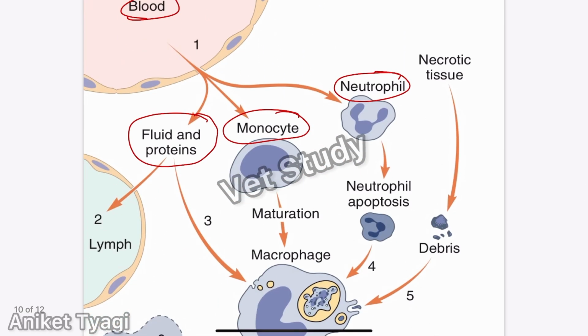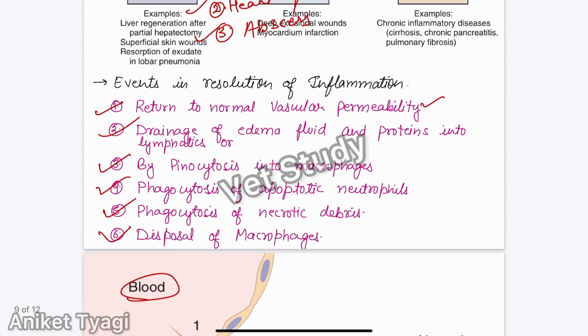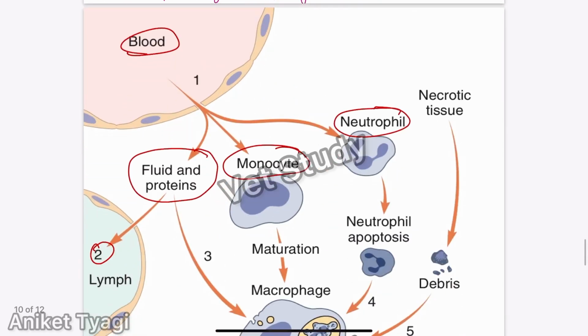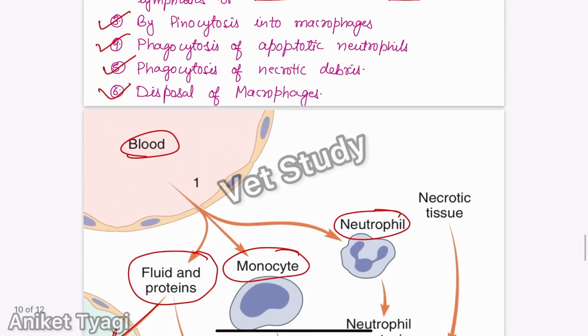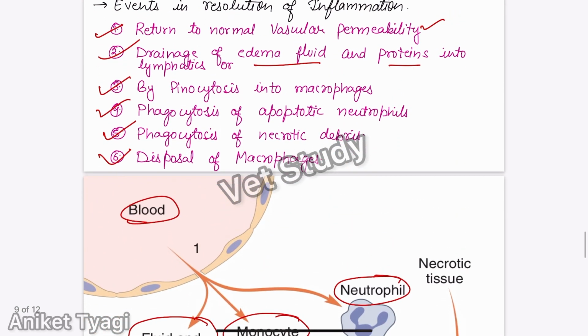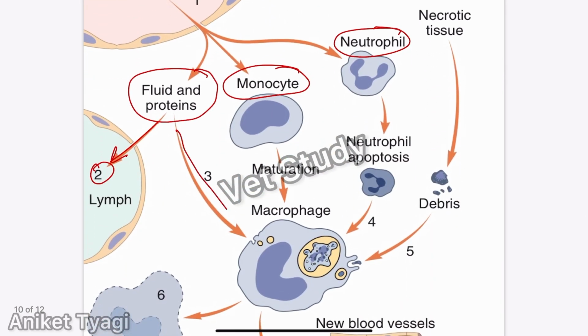Okay, after this, second step there will be the drainage of edema. There will be the drainage of edema fluid and protein into the lymphatics. And if some protein or fluid may remain, then the third step will occur. This protein or edema fluid will go into the macrophages. You can see this will go into the macrophages. This is the third step.